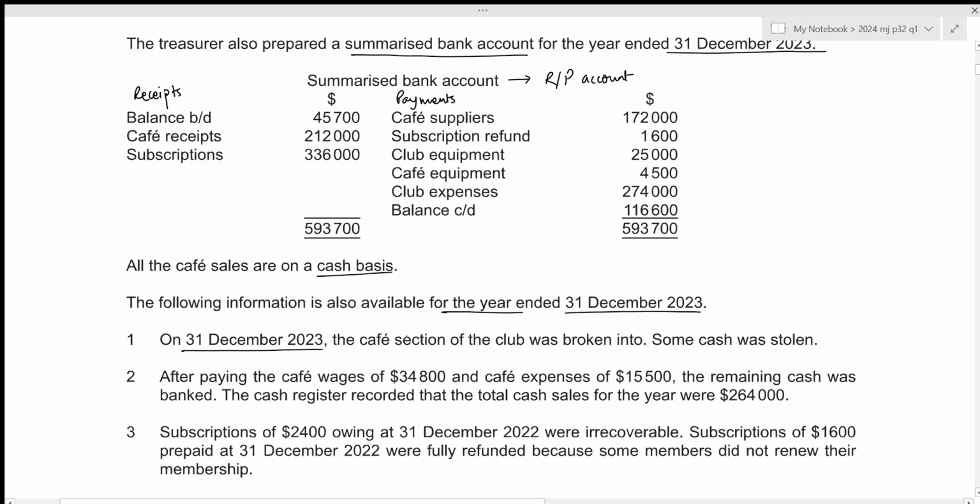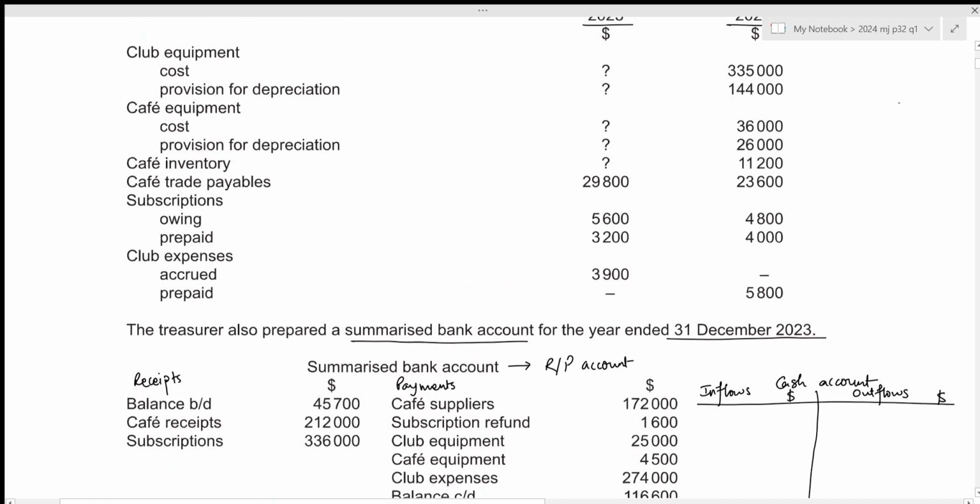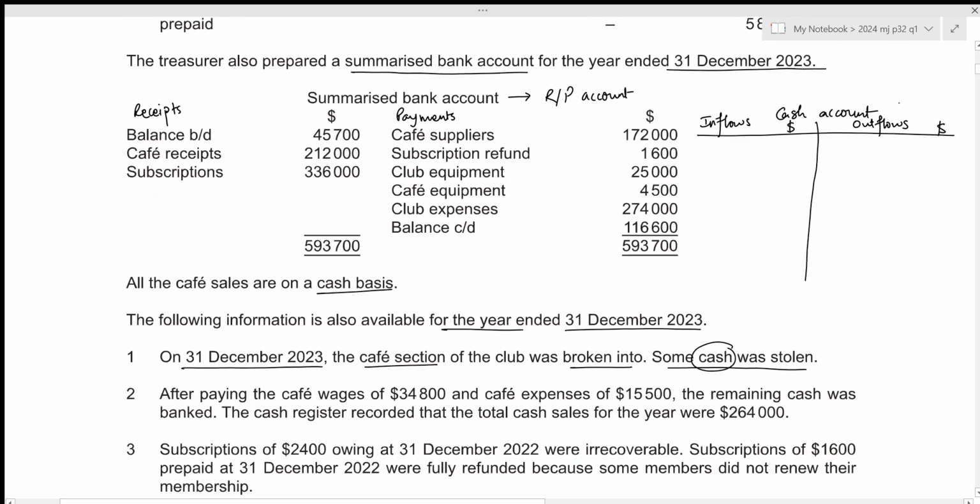On 31st December 2023, the cafe section of the club was broken into. Some cash was stolen. Okay, so this is related to cash, which means that we'll have to prepare a cash account in order to calculate the amount of cash that was stolen. So within our cash account, on the debit side, we will record all of the cash inflows. On the credit side, we'll record all of the cash outflows. And in this case, I don't think we were given the opening and closing balances for cash. So we just need to record the inflows and outflows during the year. And in this case, some cash was stolen. So the stolen cash will act as the outflow in this case, which means that we need to record it on the credit side. And this will be the balancing figure for the cash account.